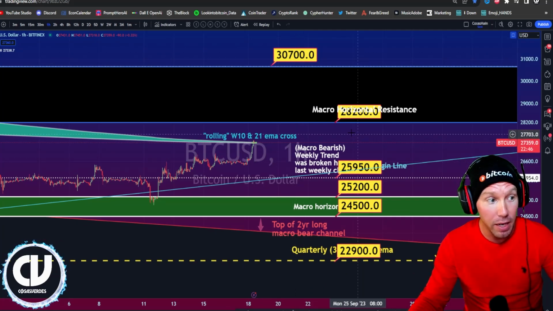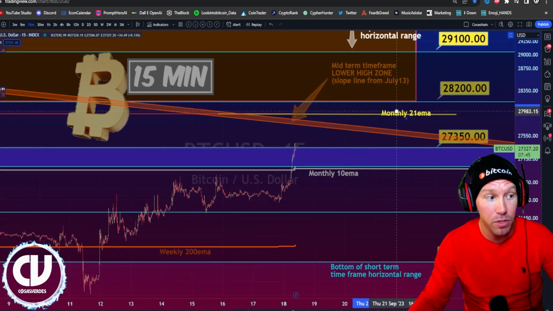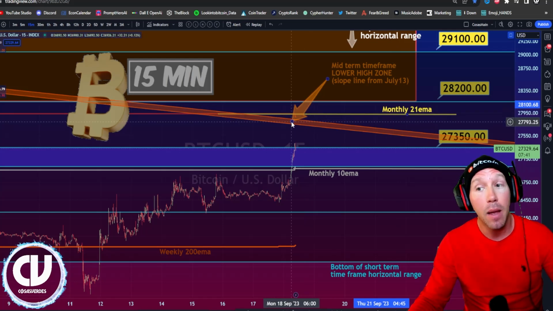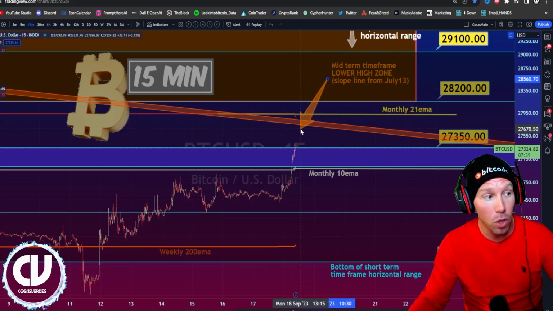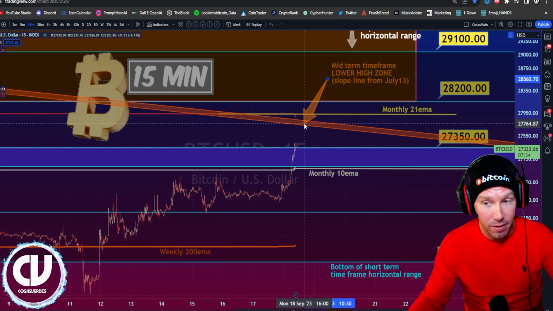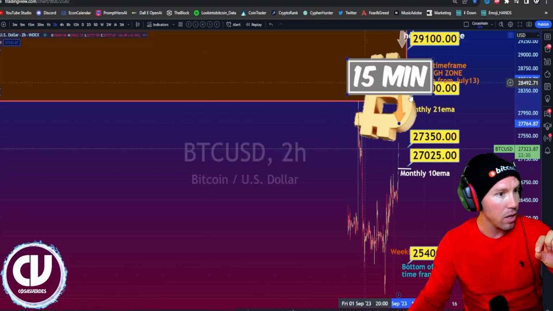Because then it starts breaking above all the resistances we've been talking about, which is the monthly 21 EMA, which it has not broken yet. You have the mid-term time frame lower high zone formed from the yearly high on July 13th, and then you take a here, actually, can I show you this? The 2 hour maybe.